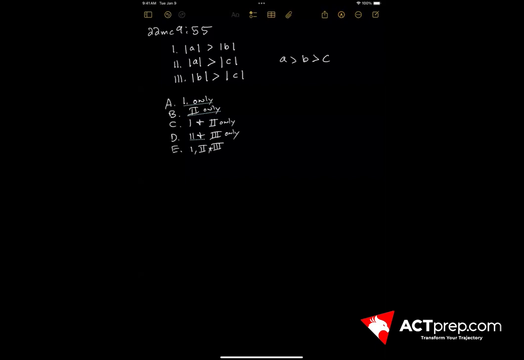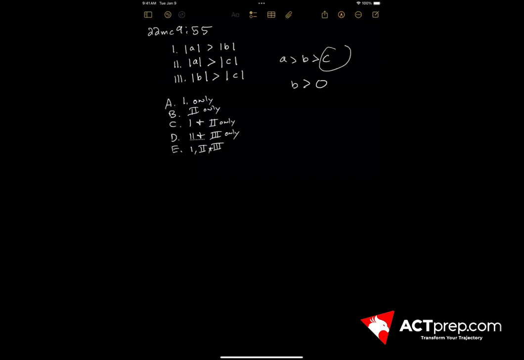For real numbers A, B, and C, such that A is greater than B is greater than C, and B is greater than 0, which of the following statements below are always true? So, when you're doing logic questions, we're going to try to eliminate answers.